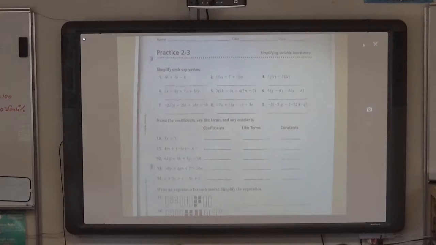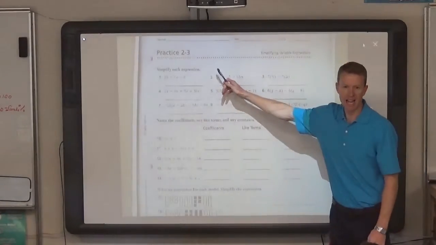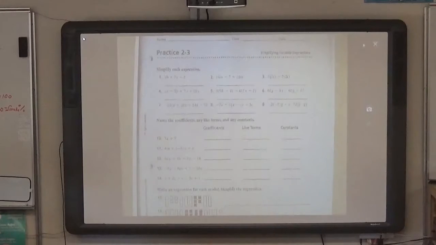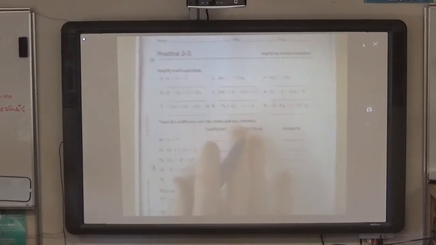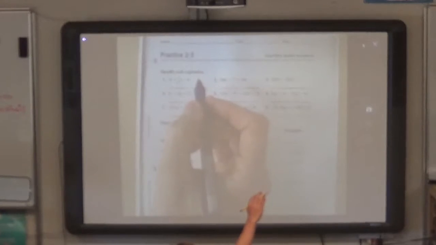7th graders, let's go through these practice problems together on lesson 2-3. Simplifying expressions, and we're going to practice adding like terms and multiplying over parentheses and doing all this together. So, number 1. First of all, what is this 7 called? And what does it mean?